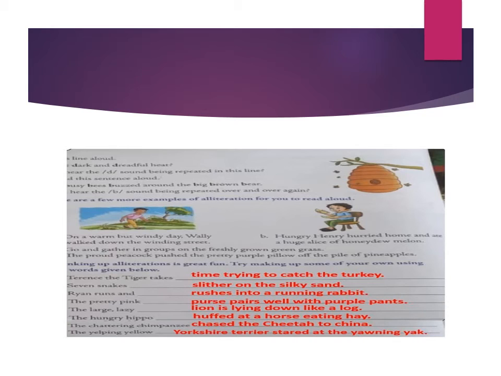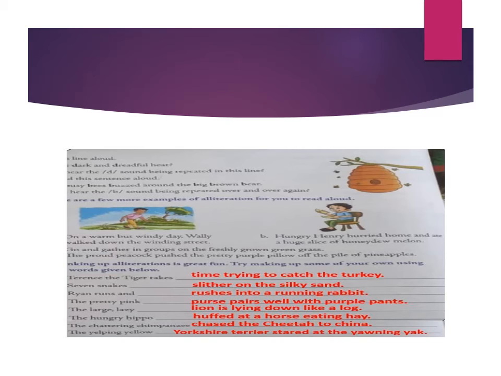Our next second exercise is thinking up alliteration is great fun. No doubt it's great fun. Try making up some of your own using the words given below. Now we have to solve this exercise. Listen carefully. It's very interesting, children. Please pay attention here. Terence the tiger takes.